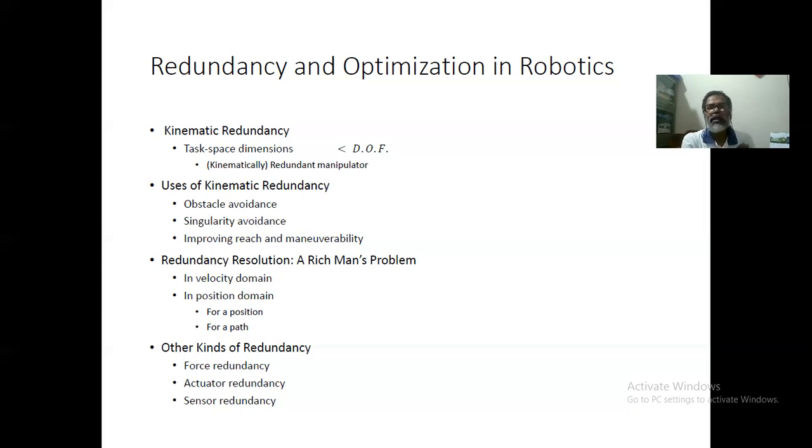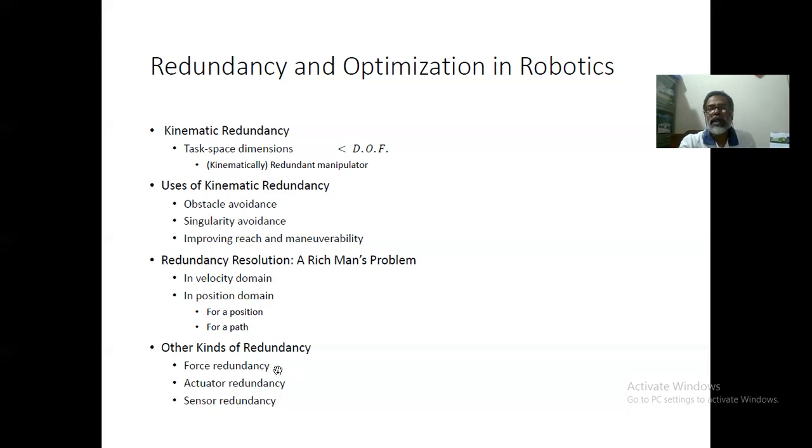So these are the questions which we will try to address. Before we go about doing that, we need to talk a little about what other kinds of redundancy would be possible. Because we said that this is redundancy of motion, kinematic redundancy. So what other redundancies are possible? These are the other kinds of redundancies.